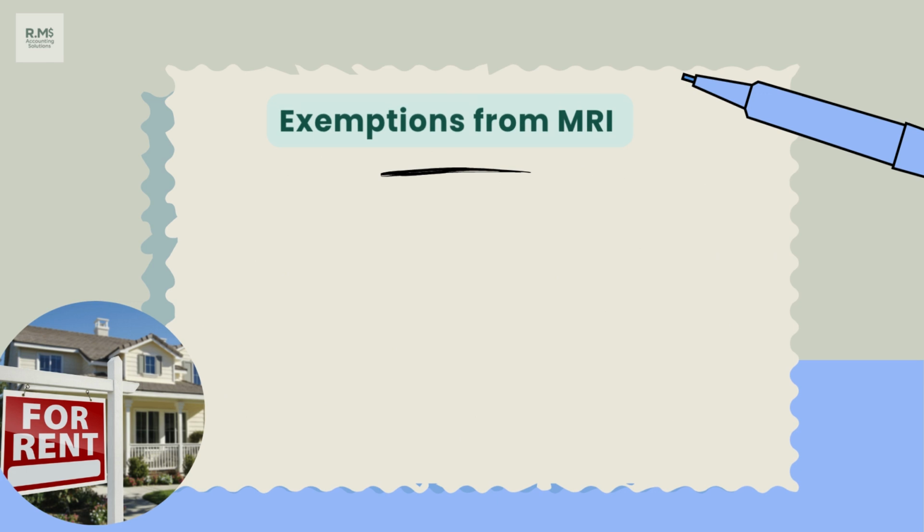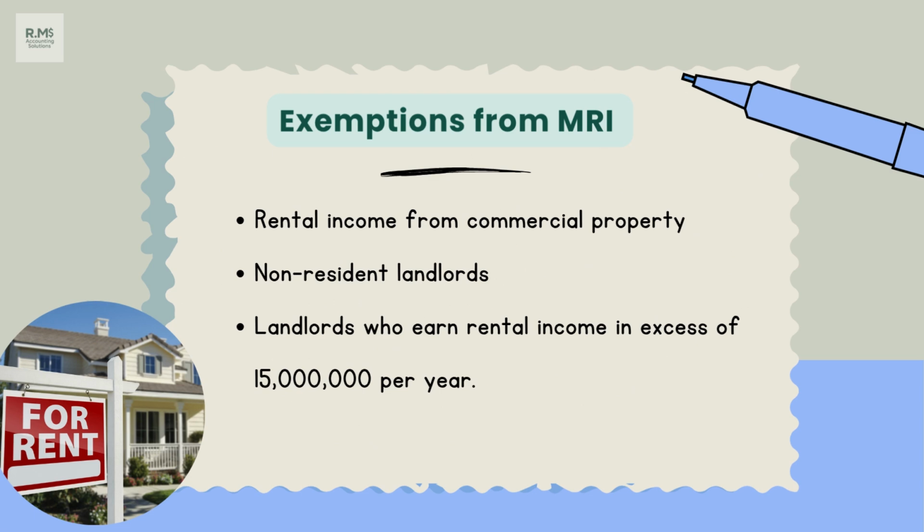Now, who can't use the MRI? Not everyone qualifies for the MRI. You are not allowed to use it if you earn rental income from commercial property, you are a non-resident landlord, or your total income is more than 15 million shillings per year. In these cases, you must use the annual rental income method, and if it's commercial rent above 5 million, you may also need to register for VAT.